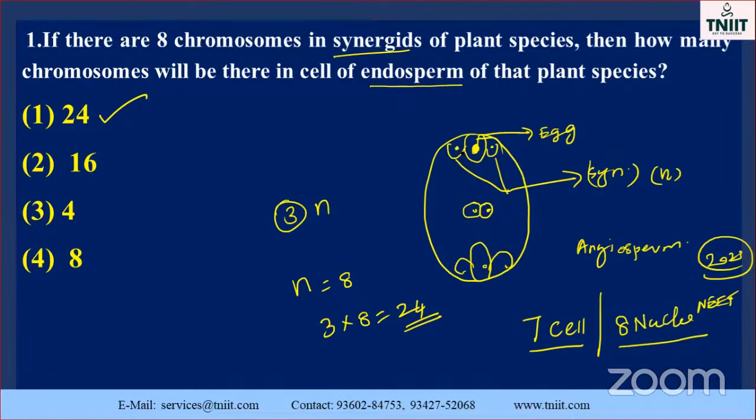So total 3n. Normally synergid cells are of haploid nature. Haploid means only a single n. So here one n is there, here also one n, and one endosperm is also there, total 3n. 3n you already know, but how many chromosomes are present in it? 8 chromosomes. So 3 into 8, automatically you will get 24. So the first one is the correct answer.